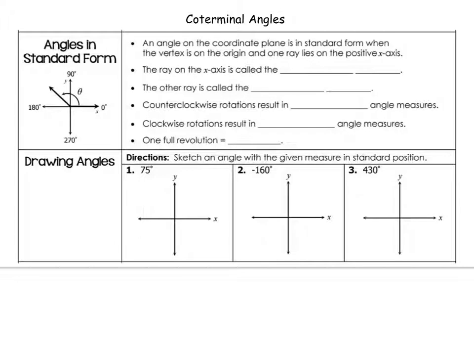All right, the ray on the x-axis is called the initial side. That's the start, okay? We start on the positive x-axis, so this is the initial side. The other ray is called the terminal side. That's where the angle stops. So basically we start on the positive x-axis and we rotate until we get to the terminal side.